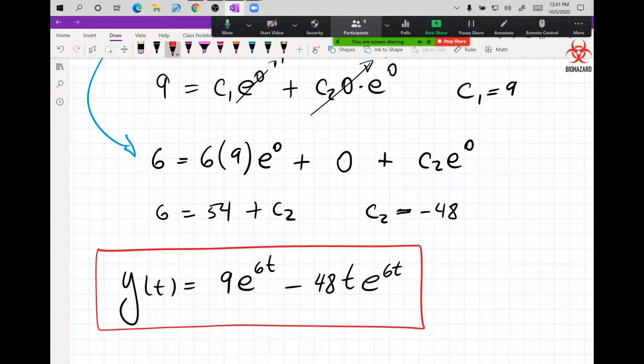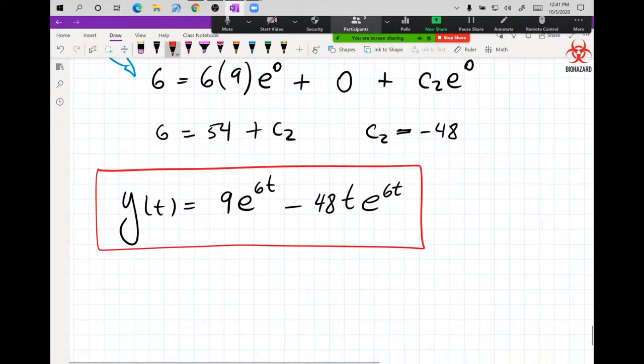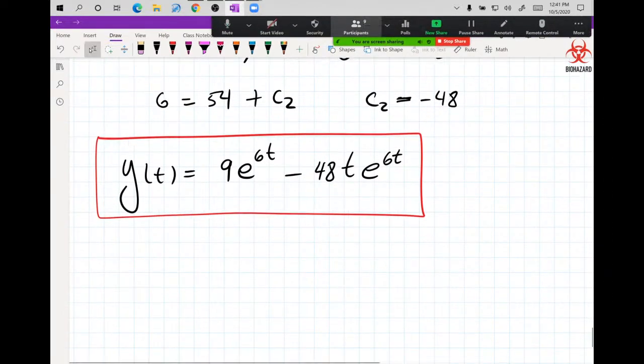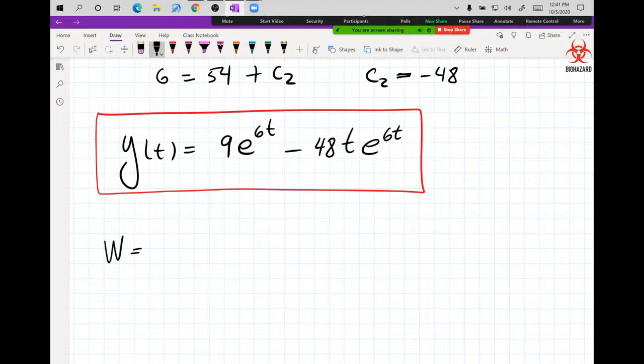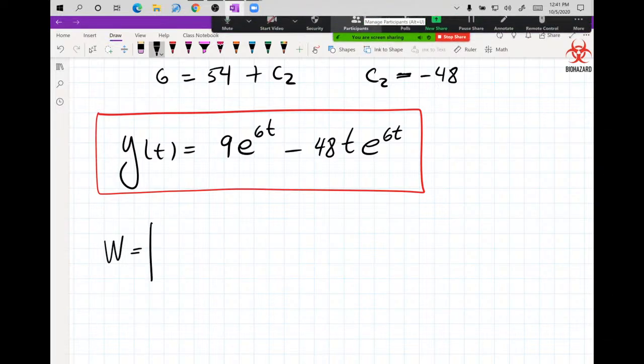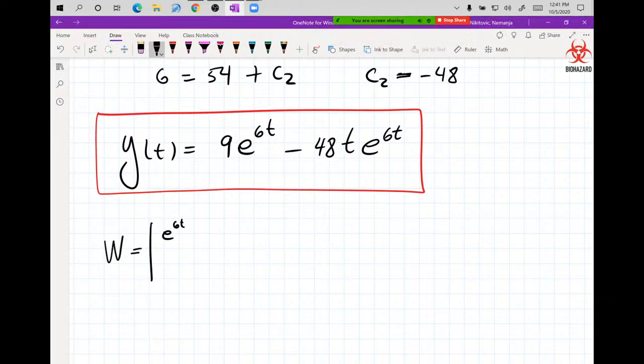And this is going to be your particular solution because we calculated c1 and c2. Now, instead of spending time on checking this, we're going to do the Wronskian to make sure that our solutions are independent. So just want to check the independence, even though I told you they are independent. But then why would you trust me?